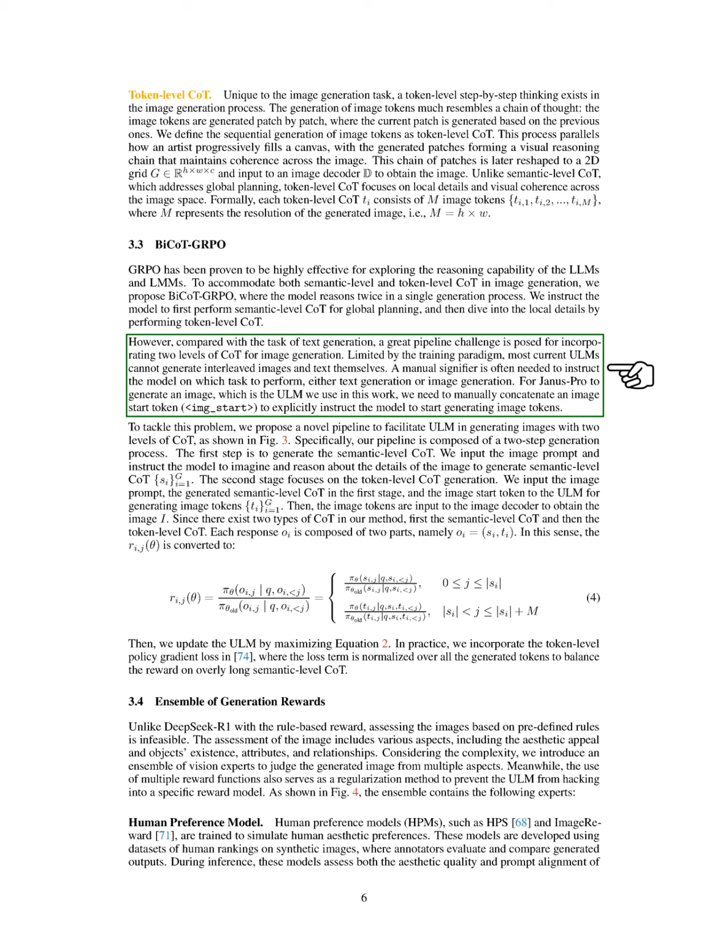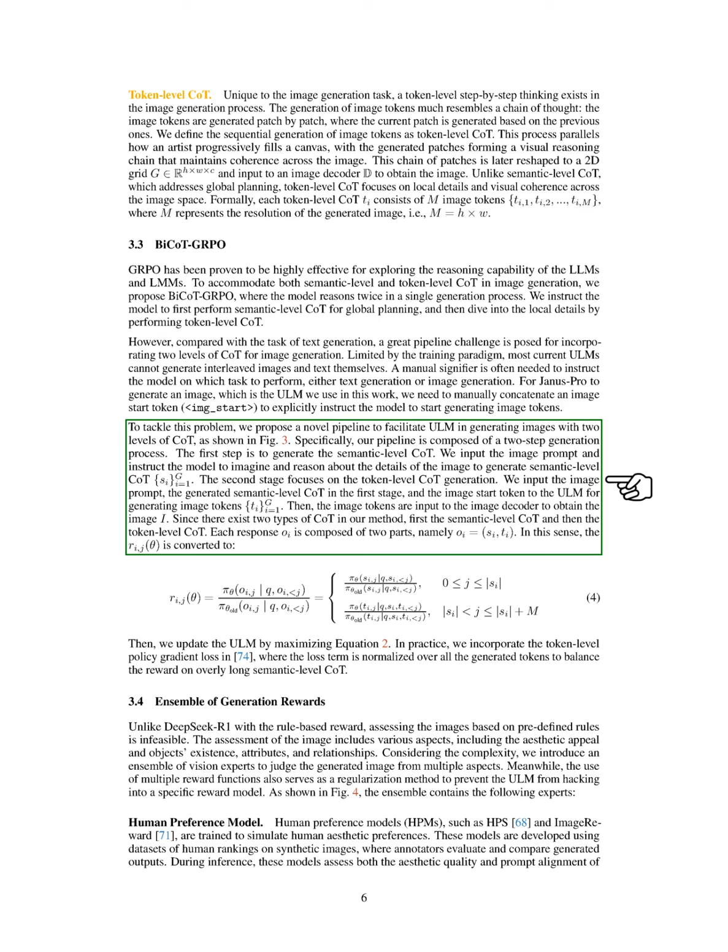However, integrating these two levels in image generation presents challenges, as many current models cannot seamlessly alternate between generating text and images. To address this, we manually add an image start token to signal the model to begin generating image tokens. Our proposed pipeline consists of two steps. The first step involves generating semantic-level CoT based on the image prompt, while the second step uses this output, along with the image start token, to generate the actual image tokens.